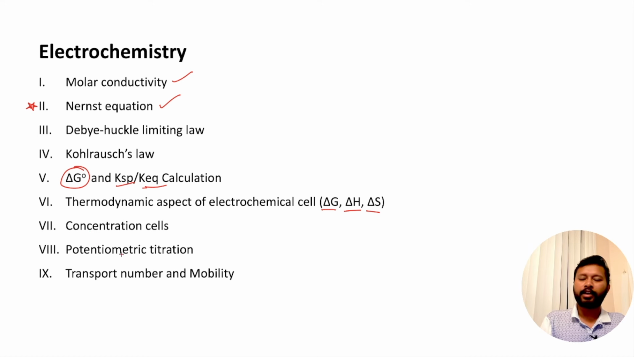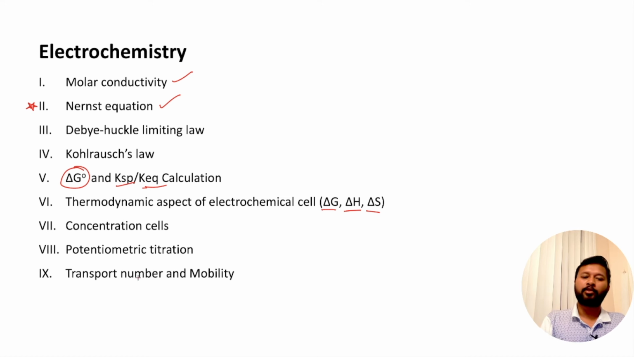Then potentiometric titrations are sometimes asked. They generally come in the analytical part, but if you are preparing for the CSIR exam, and preparing physical chemistry completely, and electrochemistry is something you are focusing more upon, then you can do potentiometric titration also. But I would not say that this is super important, because it's not that repetitive. Sometimes you can expect it, sometimes you can ignore it as well, because this is a big topic and the question you will get will usually be of 2 marks.